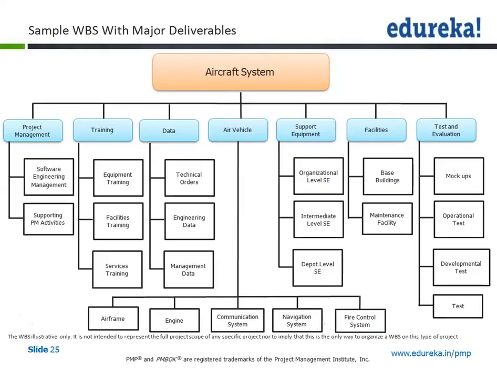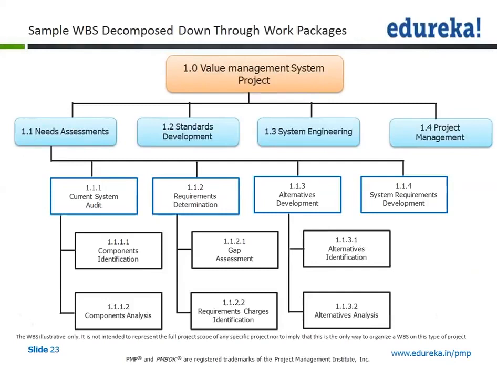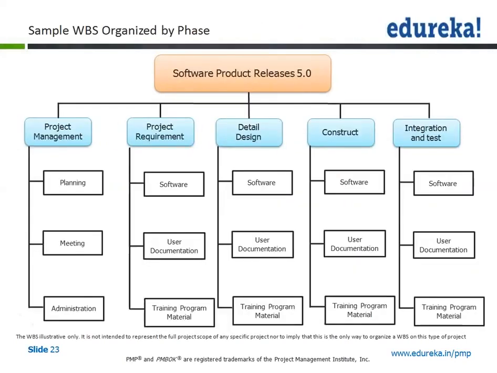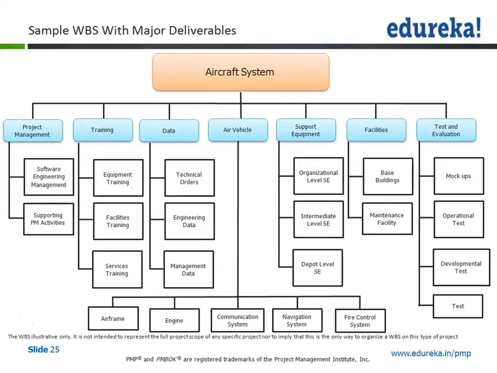So that's an example which you need to remember on the work breakdown structure. Let me share with you the first one, which was on the work packages, showing you the numbering. Second was more on the phases. Third is more on the major deliverables. So these are different types of work breakdown structure which can be used. So that is what is called the work breakdown structure.